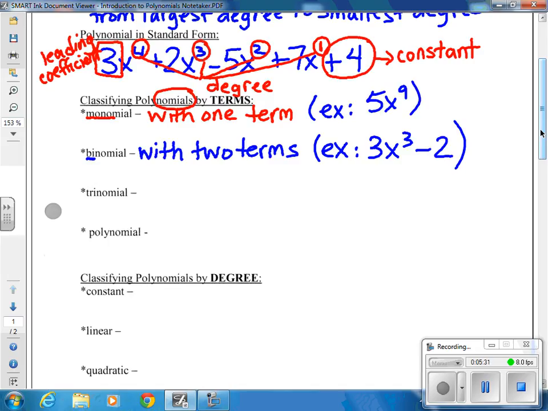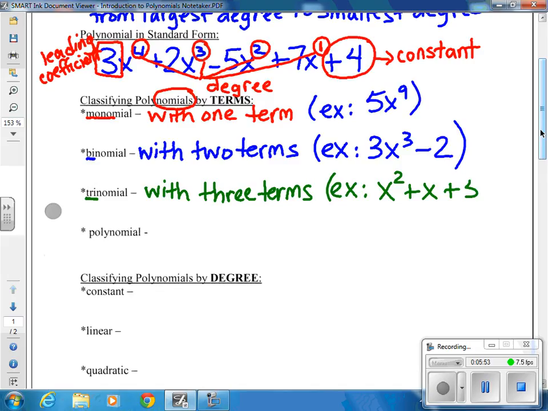Right? The third word that you're going to see has the prefix tri in front of it. Trinomial. And if you remember back to your days when you were younger and you had a tricycle, it had 3 wheels on it. So this would be a polynomial with 3 terms. An example of that would be x squared plus x plus 5. And notice that when I'm writing these examples, I'm also putting them in the correct format, standard form, because that's how they're written. You don't ever want to have them out of order.